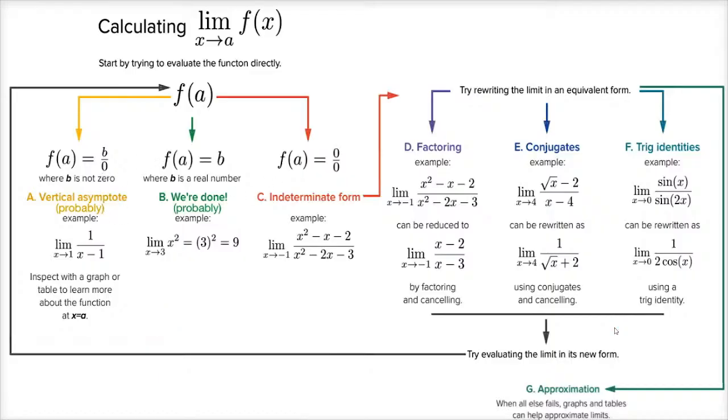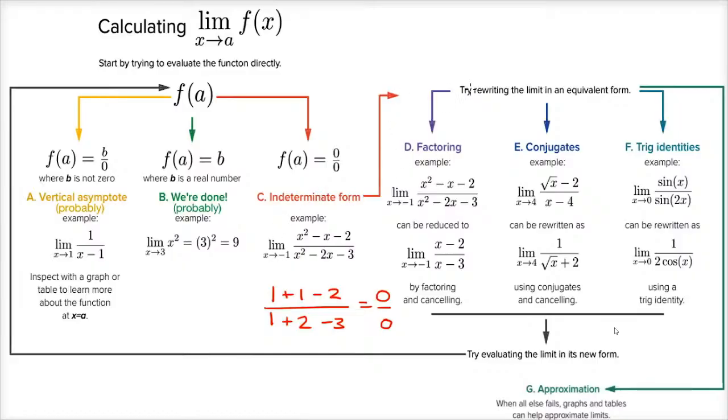But let's say we don't fall into either of those situations. What if when we evaluate the function, we get 0 over 0? Here is an example of that: the limit as x approaches -1 of this rational expression. Let's try to evaluate it. You get -1 squared, which is 1, minus -1, which is plus 1, minus 2, so you get 0 in the numerator. And in the denominator, you have -1 squared, which is 1, minus 2 times -1, so plus 2, minus 3, which is equal to 0. Now, this is known as indeterminate form.